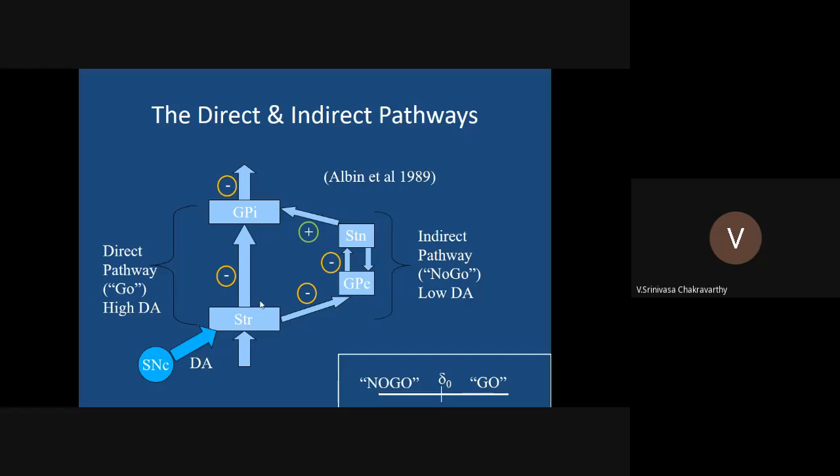So now we can summarize that at high dopamine levels in striatum, the direct pathway is selected. Therefore, the subject gets to go, movement is facilitated. At low dopamine levels, the indirect pathway is selected. Therefore, the movement is inhibited. The subject cannot go, cannot move. That's summarized in this box in the right bottom. High dopamine, go; low dopamine, no go.